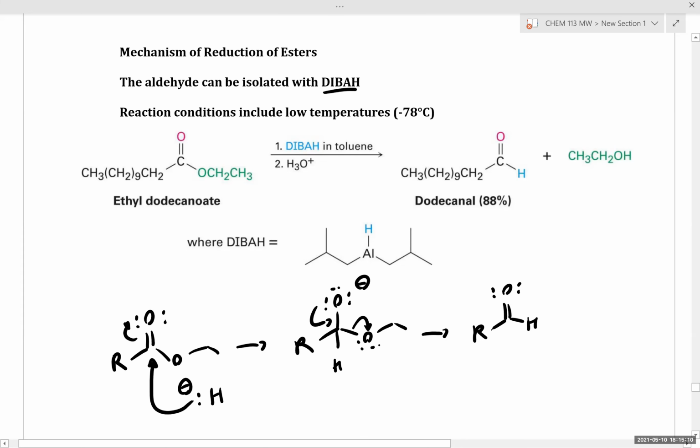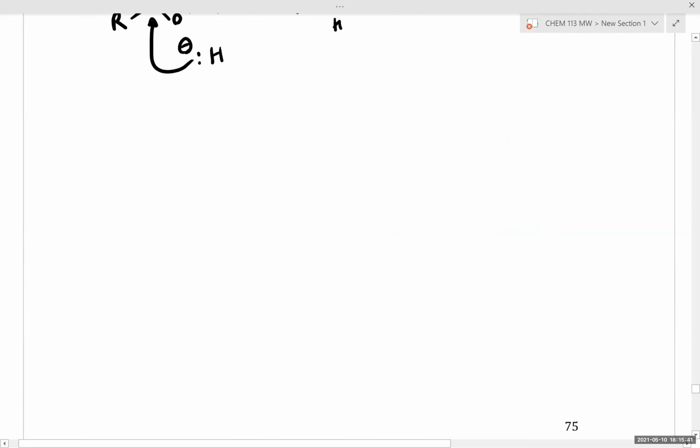Is everyone clear on the use of DIBAL? It allows you to get the mono reduction product. It allows you to isolate an aldehyde via reduction of an ester. And is everyone clear on the mechanism for this reaction? This is a review from earlier chapters. Wonderful, wonderful. So let's keep going now.